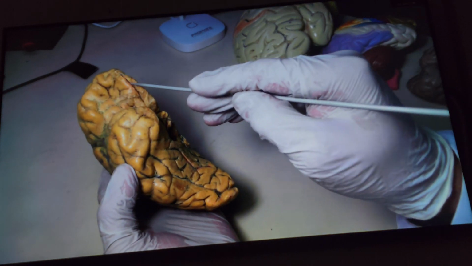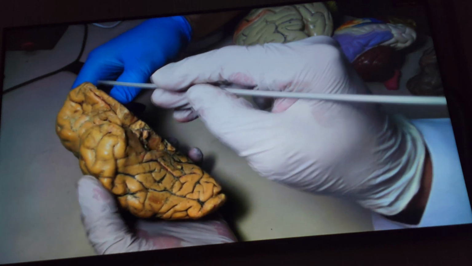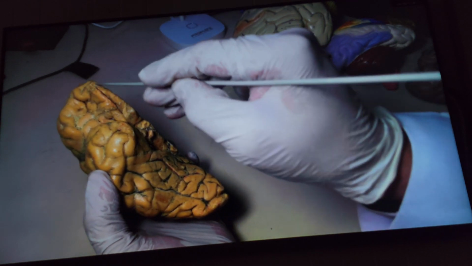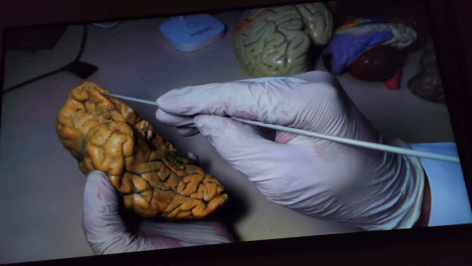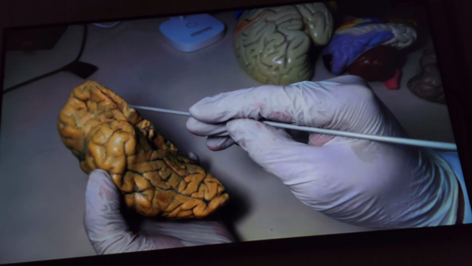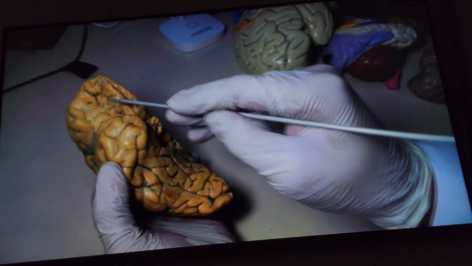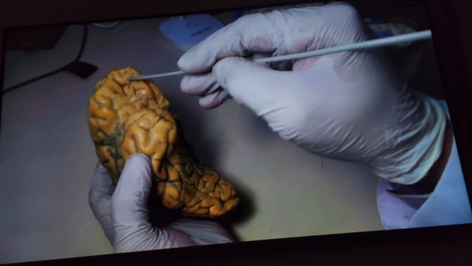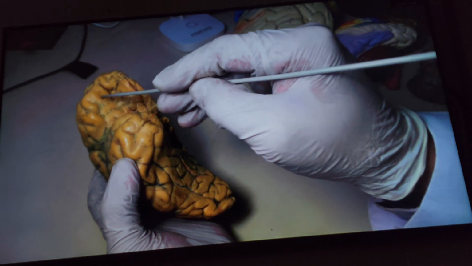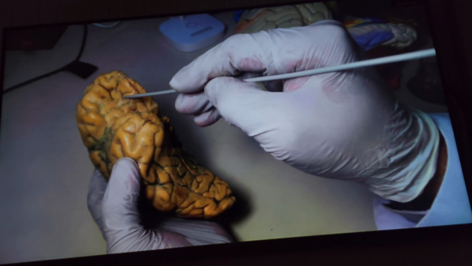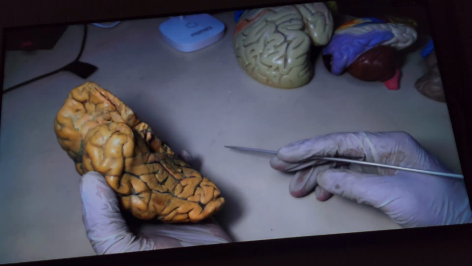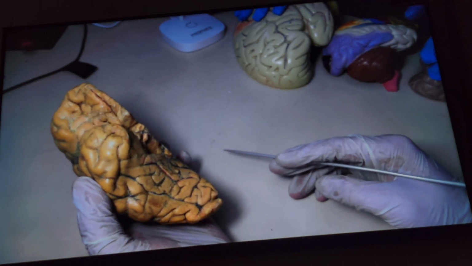Here in the frontal lobe, this is the olfactory sulcus, and medial to the olfactory sulcus there is a gyrus called the rectus gyrus. Lateral to this there are structures called the orbital gyri, which form an H-shaped structure, collectively called the orbital gyri.